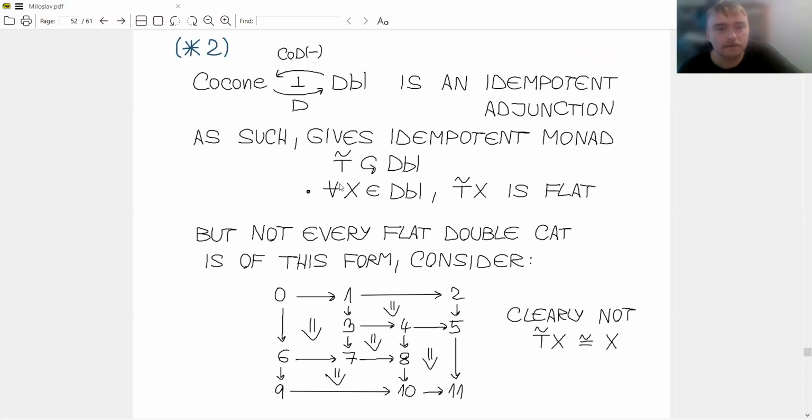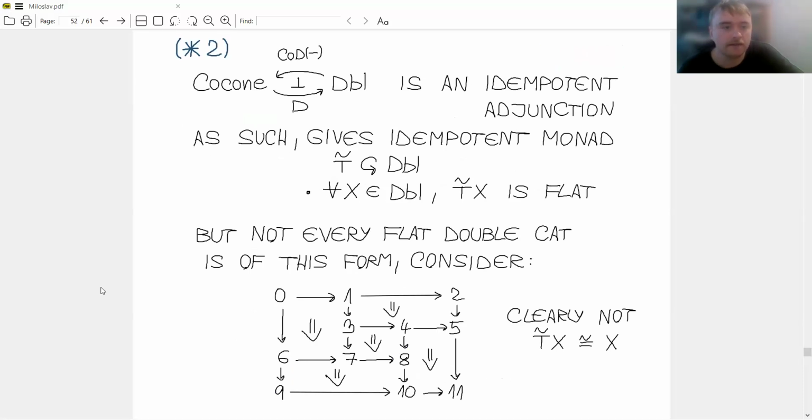And what I find interesting is, if X is a double category, then what this T tilde does, it flattens it. So this double category is always flat. But it is not the case that every flat double category is of this form. So we can consider this pinwheel, this double category freely generated by this graph, which is coincidentally also the logo of this workshop. And you can see that there's no composite for this diagram. You cannot compose anything here.